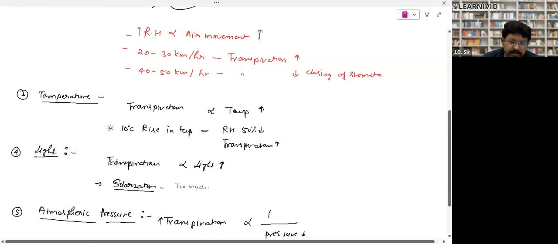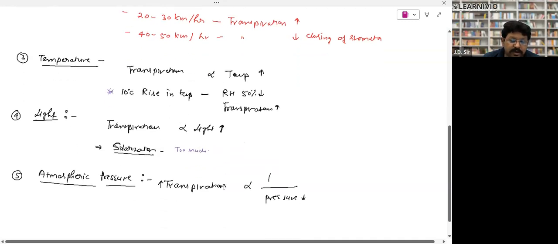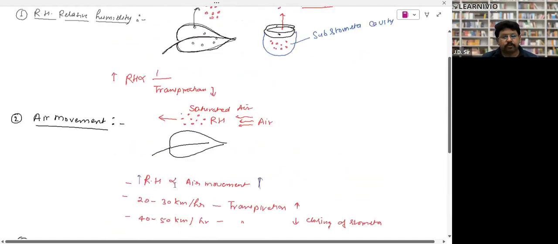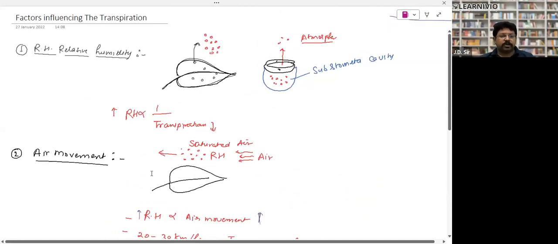Light, yes, transpiration is directly proportional to light. If light is more, obviously temperature will be more and transpiration will be more. Too much light can damage the cell. This is called solarization. Atmospheric pressure, if atmospheric pressure is low, transpiration will be more. So please note down all these relative concepts.